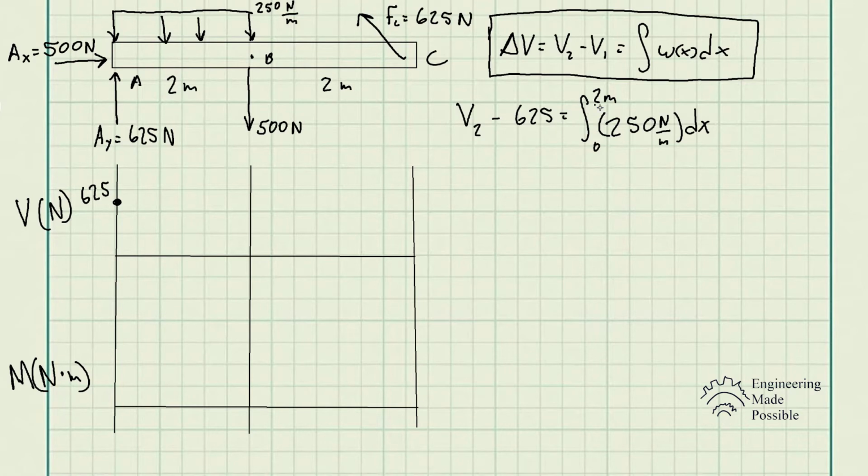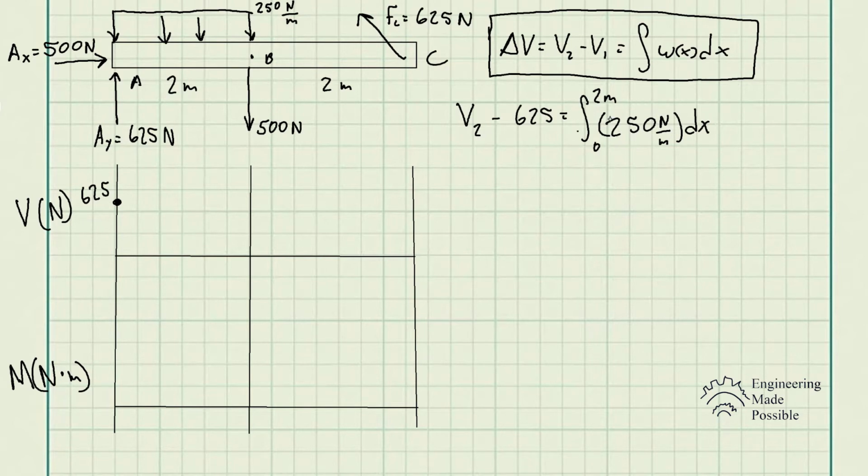So the integral from 0 to 2 meters, because that's the location where that distributed load is being applied to, which is 250 newtons per meter. Now, since this is constant, we have no variable x in this integral, so it's 250 newtons per meter, which is just a constant with respect to x. Now, taking the integral of a constant would just be that constant multiplied by x.